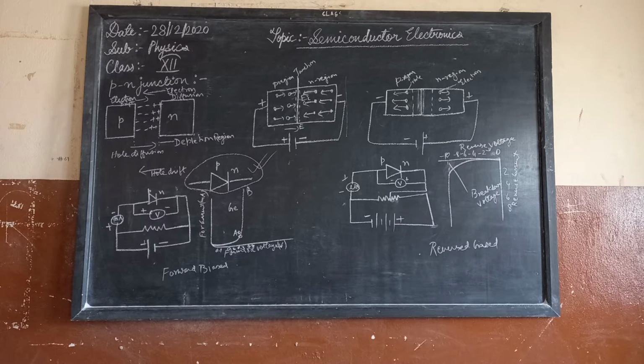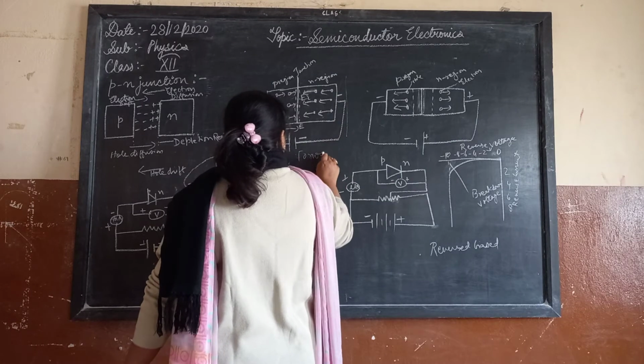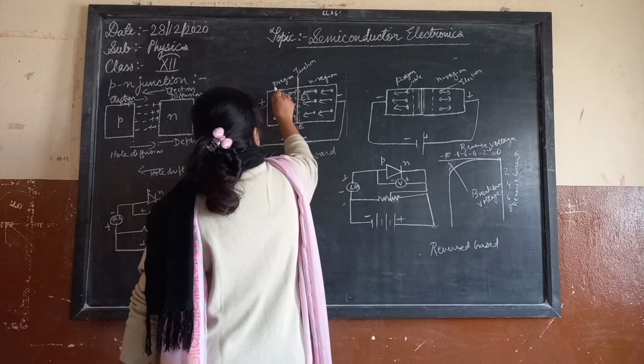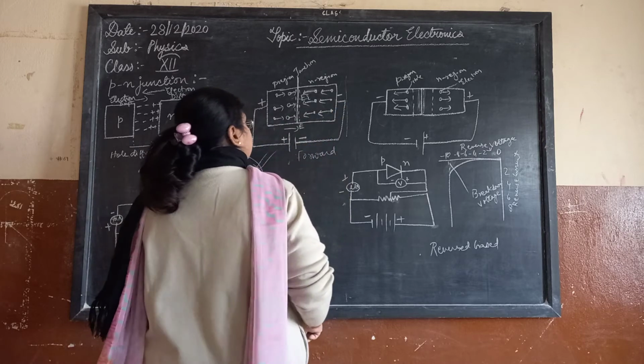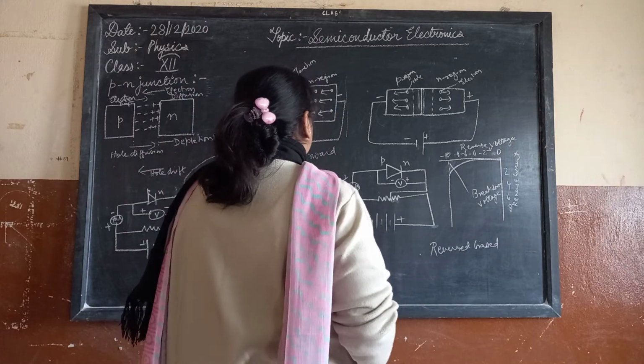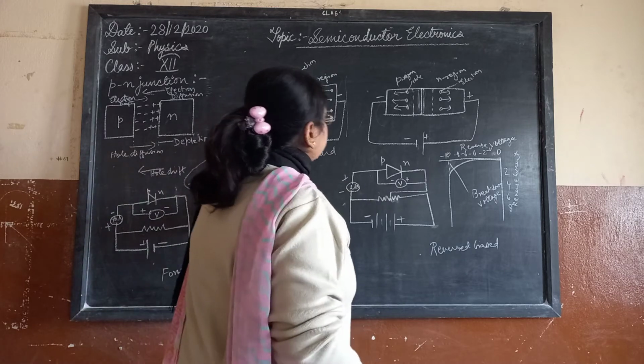Now, forward bias is being explained here. A junction diode is said to be forward biased when the positive terminal of the external battery is connected to the P side and the negative terminal to the N side of the diode itself. So this is forward bias. Why forward bias? Because P is connected with the positive terminal and N is connected with the negative terminal of the battery. P for positive and N for negative. As it is, it is in forward bias.